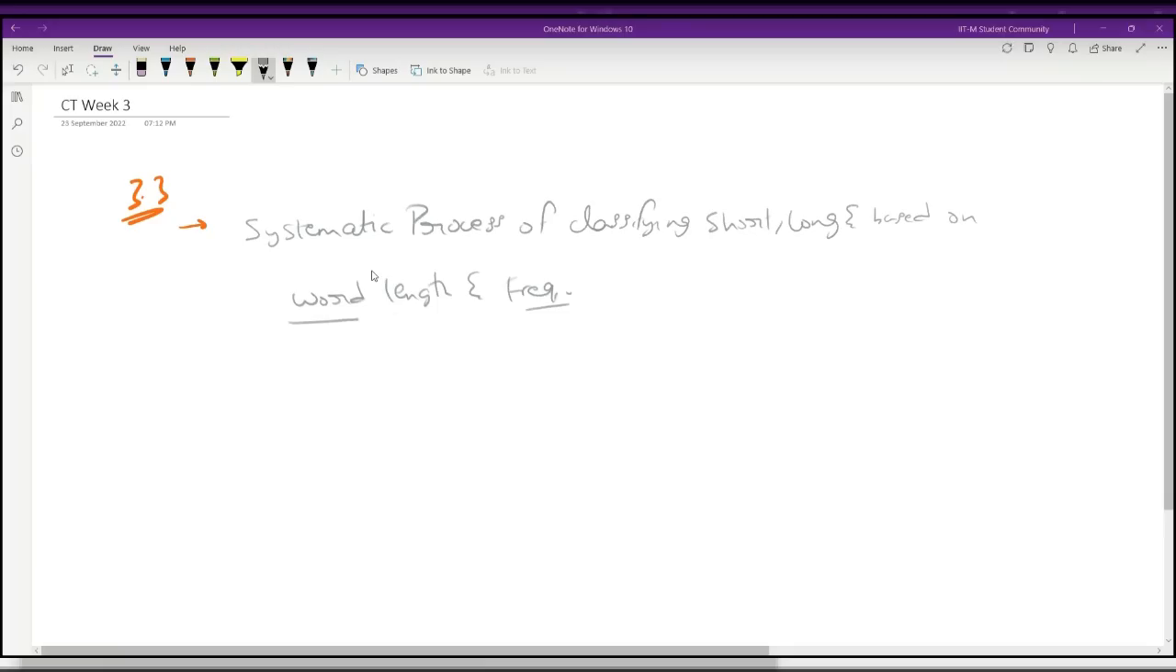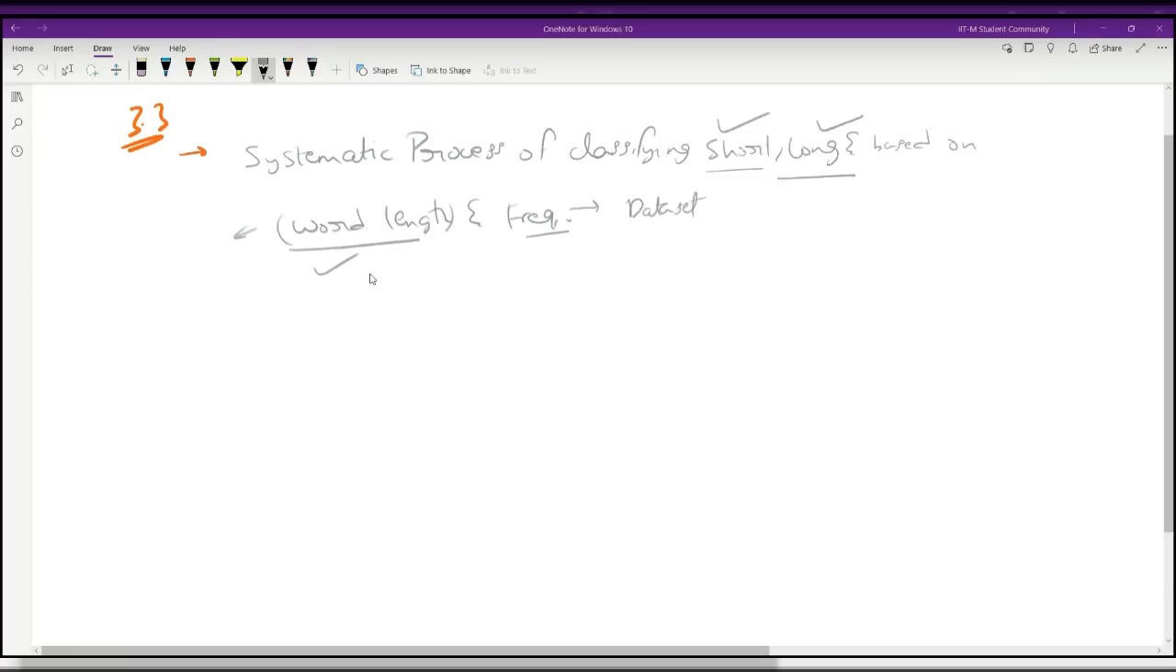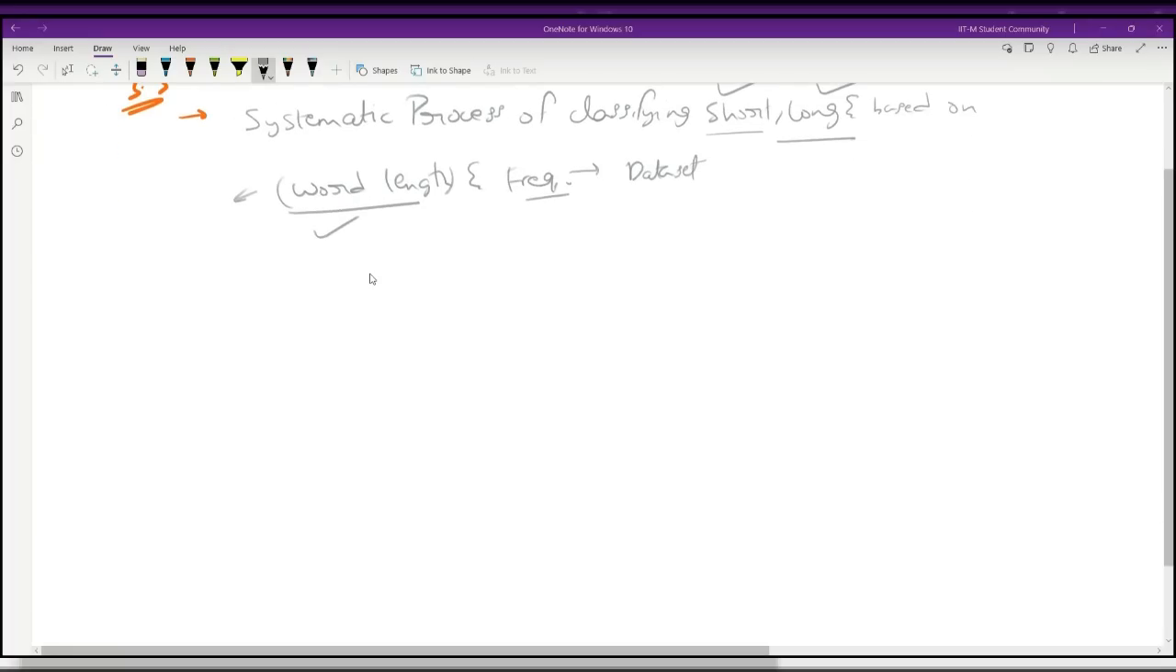Please make note of these 4 parameters, my dear students. The first parameter of classification is short, then long, and the third is word length, which gives us the total number of letters. And frequency is the number of times a word has appeared in the given dataset, which is words. So now let's begin the explanation of this concept.